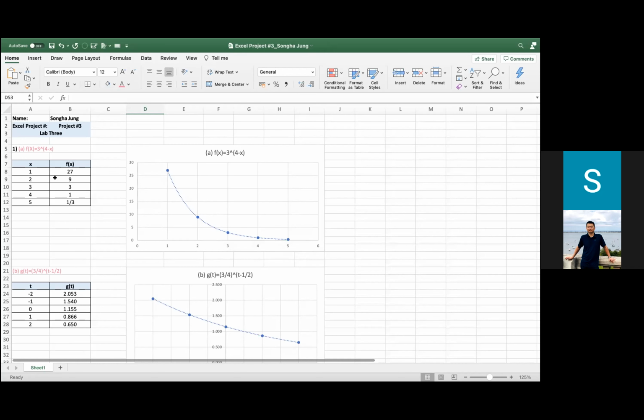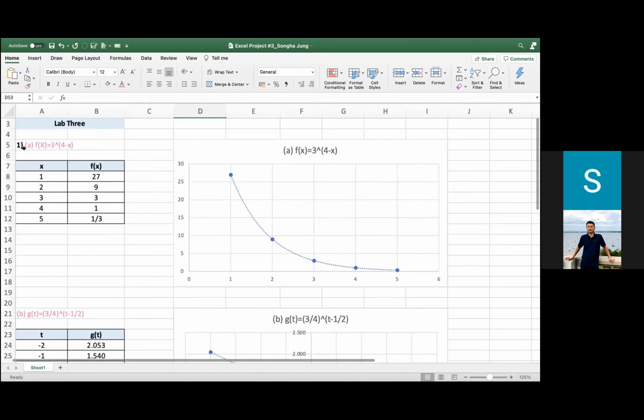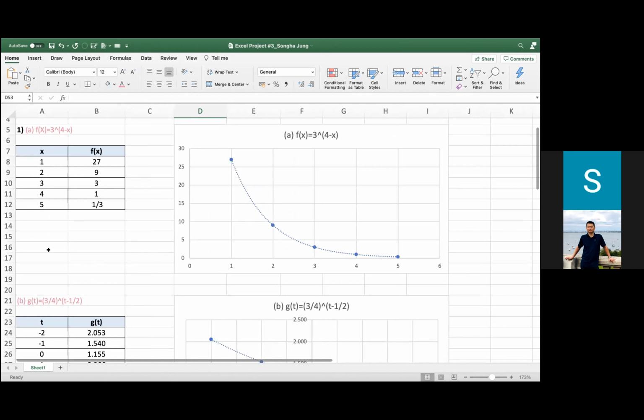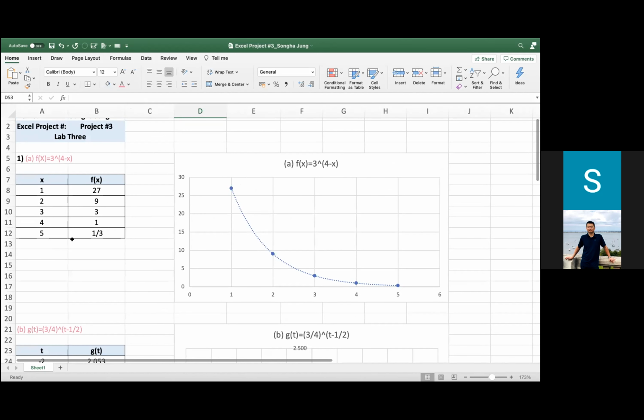I did the first questions of project number 3. For question 1A, f(x) equals... That's good. Yes, you have the right result. Just click on B8. Let me see the formula. Yes, that's fine. You have the right formula. It's all good.